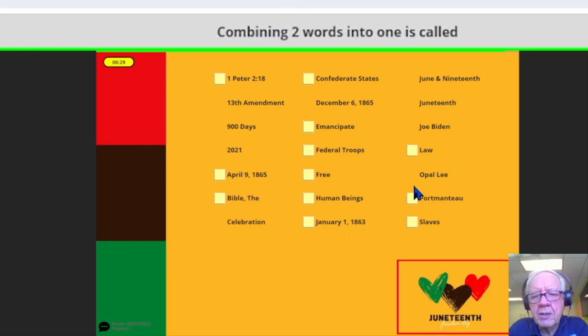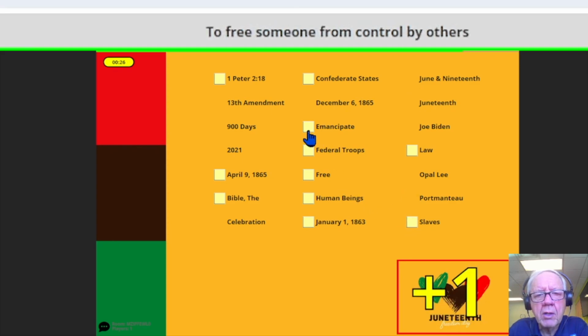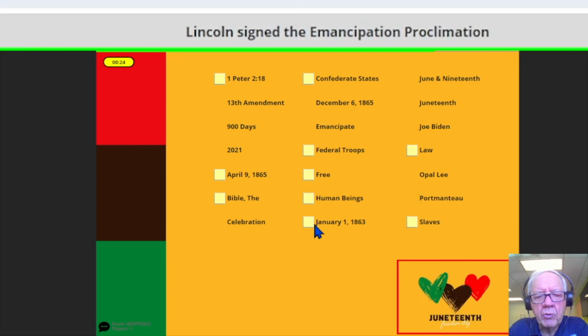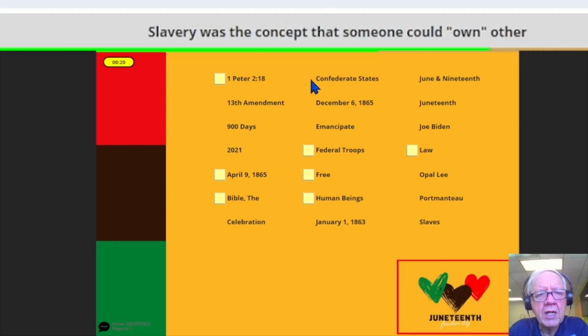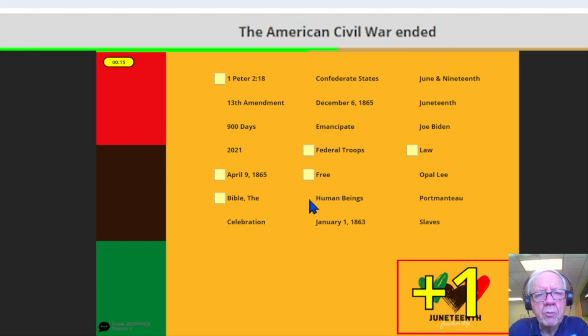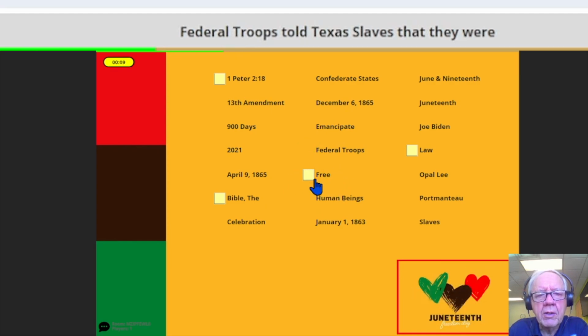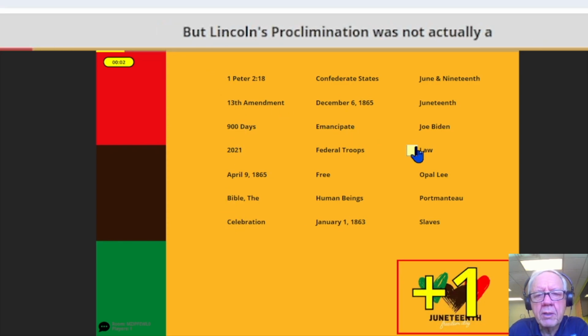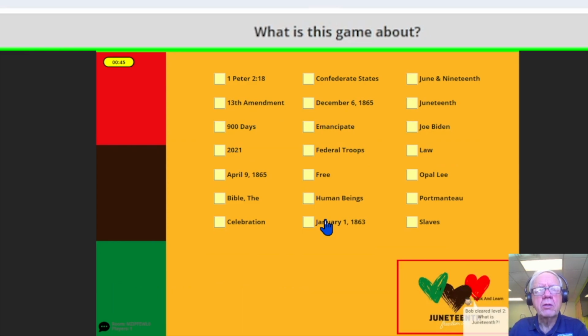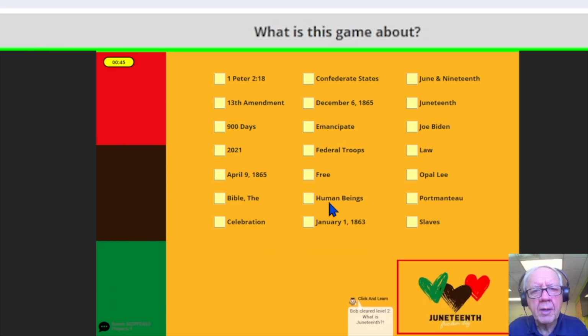Juneteenth, June and 19th, portmanteau, emancipate, January 1st, 1863, to free the slaves, applied to Confederate slave states. Someone could own human beings. The Civil War ended April 9. These arrived in Galveston, federal troops, and told the slaves they were free. Many people believe this book condoned slavery, 1 Peter, and the proclamation was not a law. Okay, let's go on to a full 21 questions.